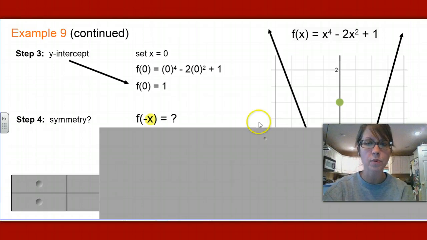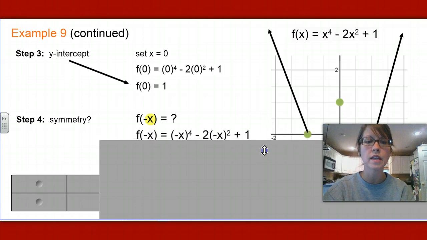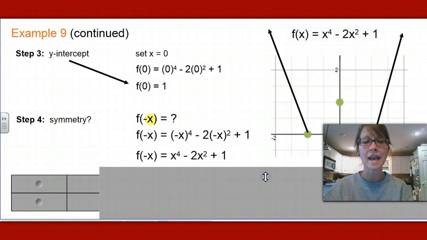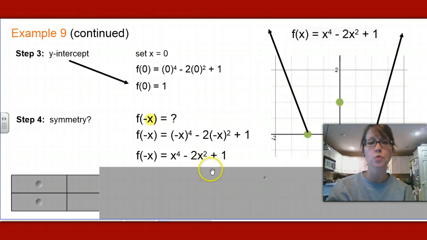It goes back to this f of -x test, okay? And what I mean by that is we're going to take our f of x function and we're going to substitute -x for all of the x's. And we need to compare what we get when we simplify the right side to the original function. Okay, so we're going to compare f of -x simplified to be x to the 4th minus 2x squared plus 1. We're going to compare that to our original.